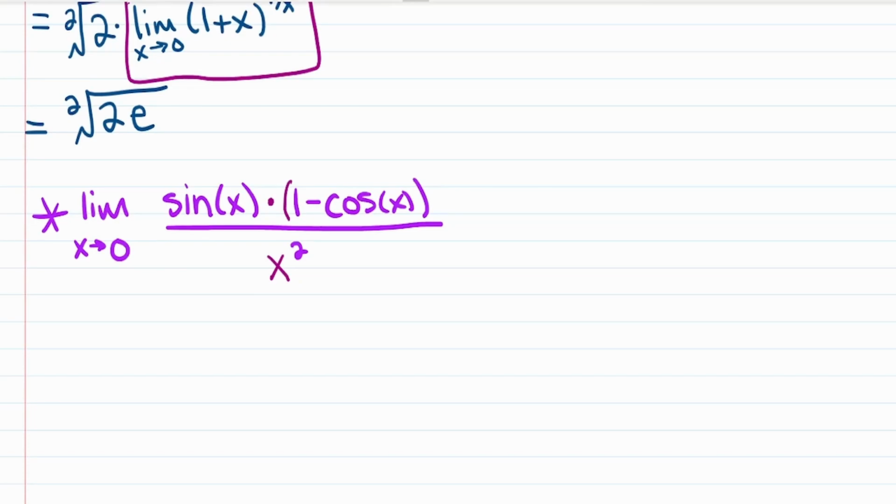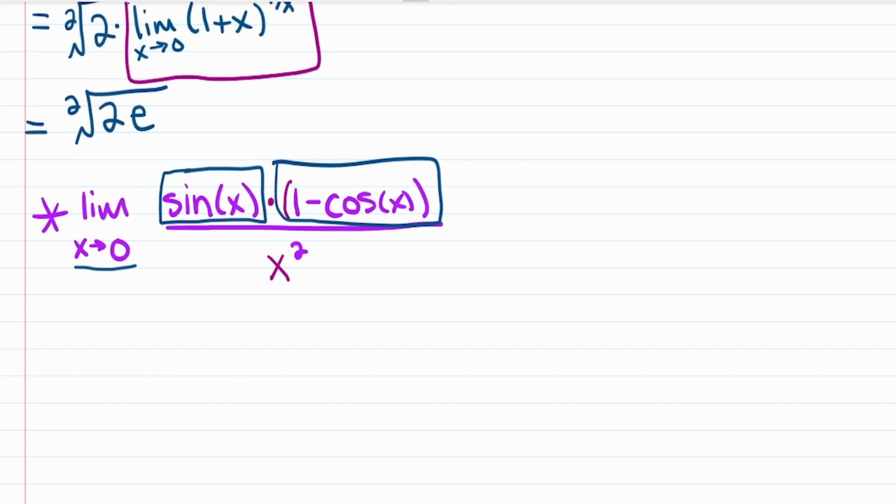So we have the limit as x approaches 0. Remember, it always has to be approaching 0. And we have sine x times 1 minus cosine x all over x squared. So we have a chunk that looks like we could apply our sine special limit. We're close. We need an x in the denominator. And then we have the same thing for our cosine special limit. And we have an x squared in the denominator.